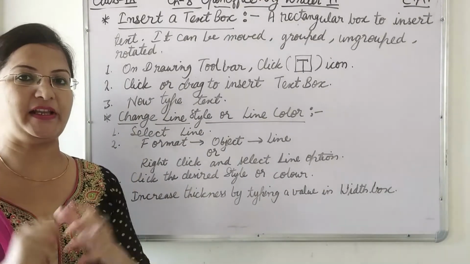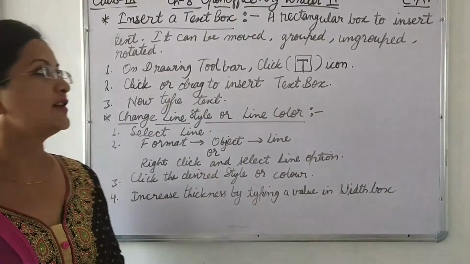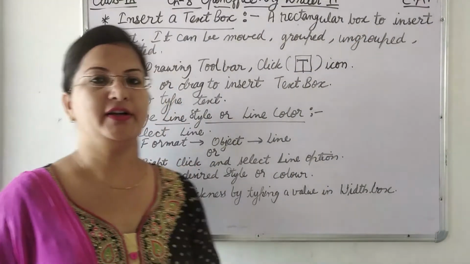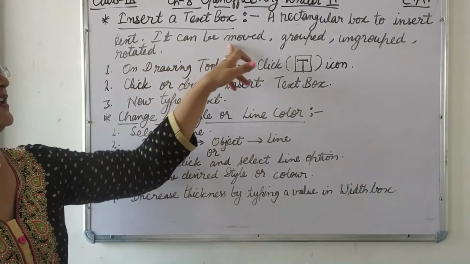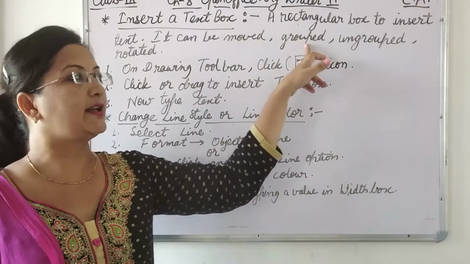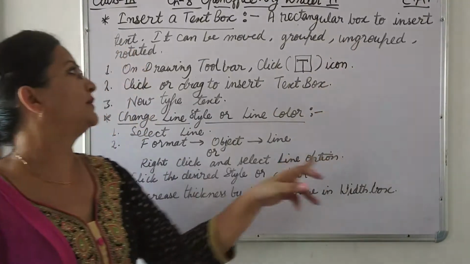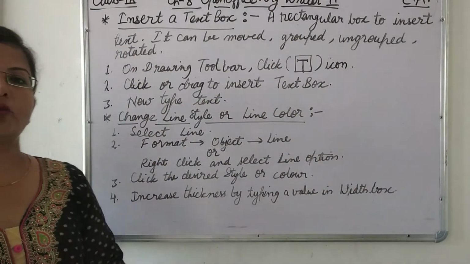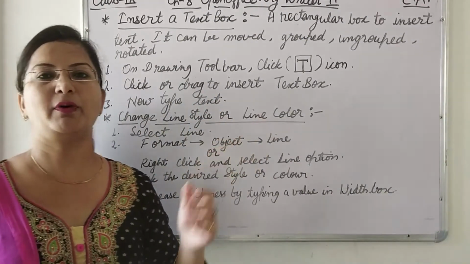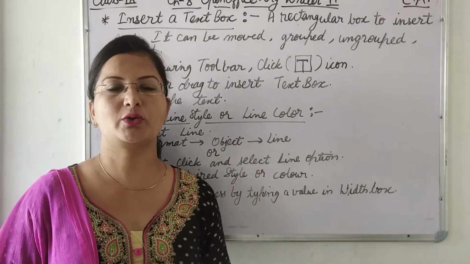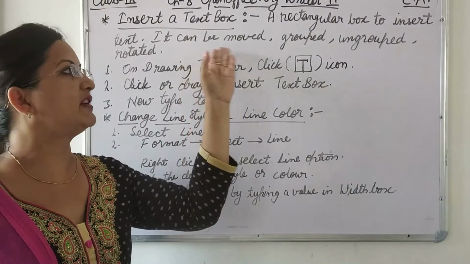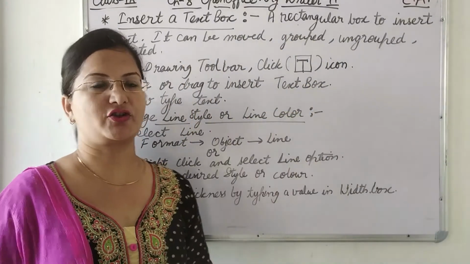A text box is a place where we can insert text. It is a rectangular box to insert the text. Once we have inserted the text box, we can move it, we can group it, we can ungroup, or we can rotate the text box like other drawing objects. The same can be performed with drawing objects also, like shapes and pictures. The same way we can insert a text box and then perform all these functions on it.